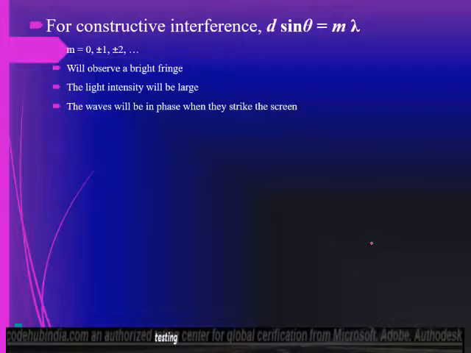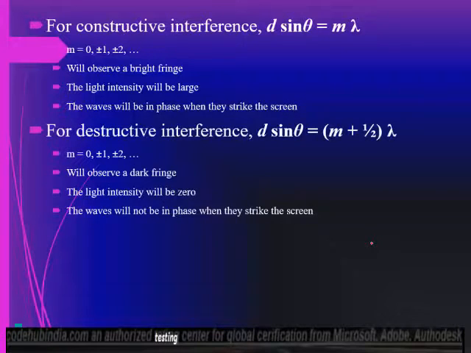On the axis of the wave, we observe the bright fringe. The light intensity will be large and the waves will be in phase at this point. For destructive interference, d sin theta equal to m plus 1 by 2 lambda. That means m is shifted by a half, and we observe the dark fringe. Clear? The first is 0, second is 1, and third is like that, m. And the waves will not be in phase when they strike here.